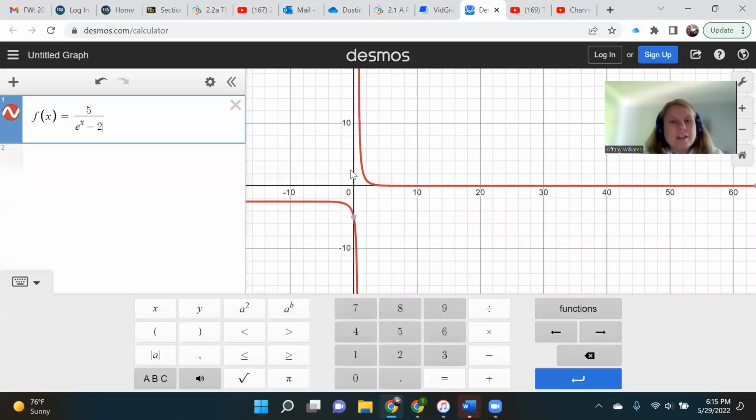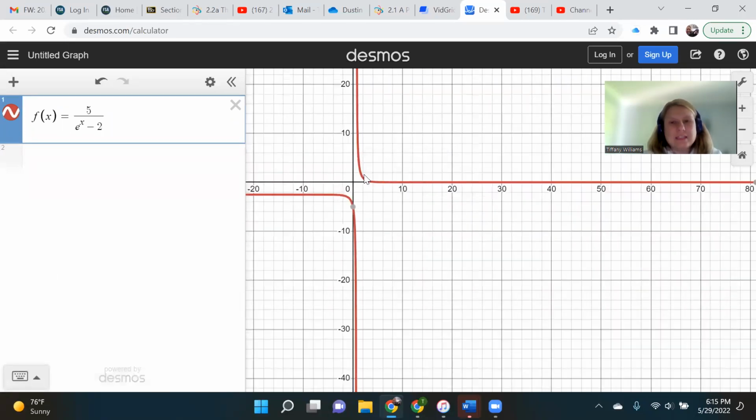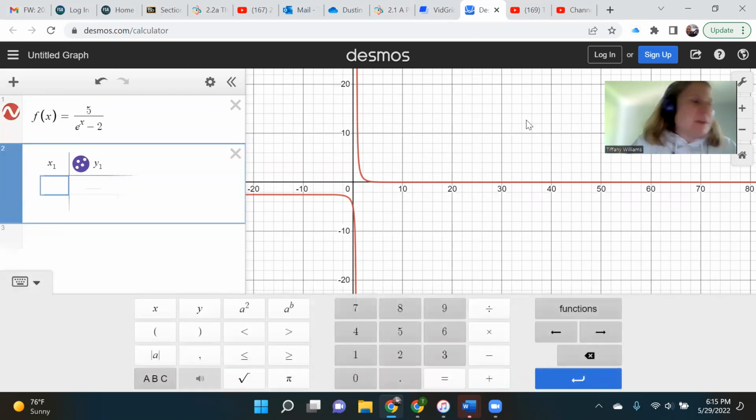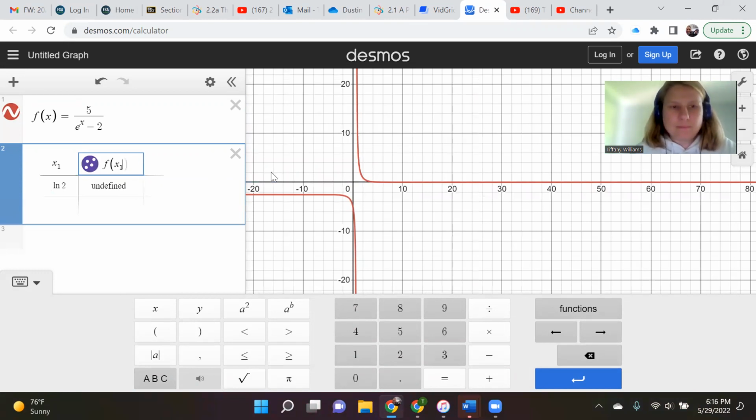So unlike last time where I only had one graph and it did this, that is not the case here. So we do have this thing flipping in 2 places. Let's see here. Let me do a table right quick. So I'm going to add me a little table here because I want to see what the ln of 2 is going to be. This needs to be f of x1, doesn't it? And there you have it.